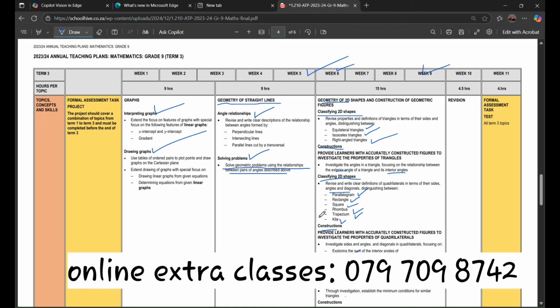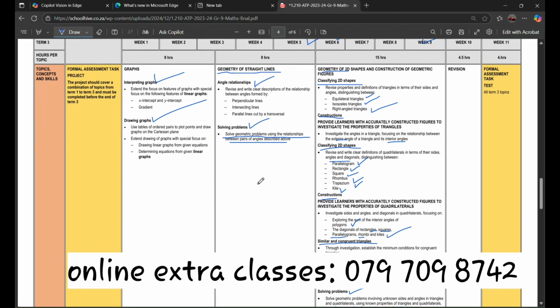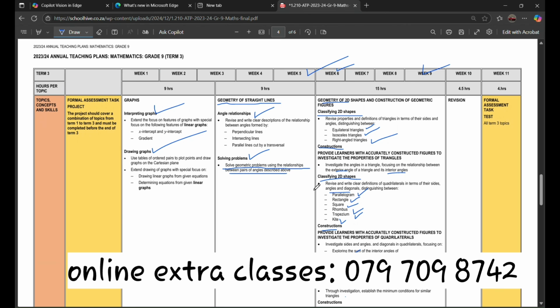Following this scope, you should be able to complete the formal assessment test given from week 11, and you should be able to complete everything.